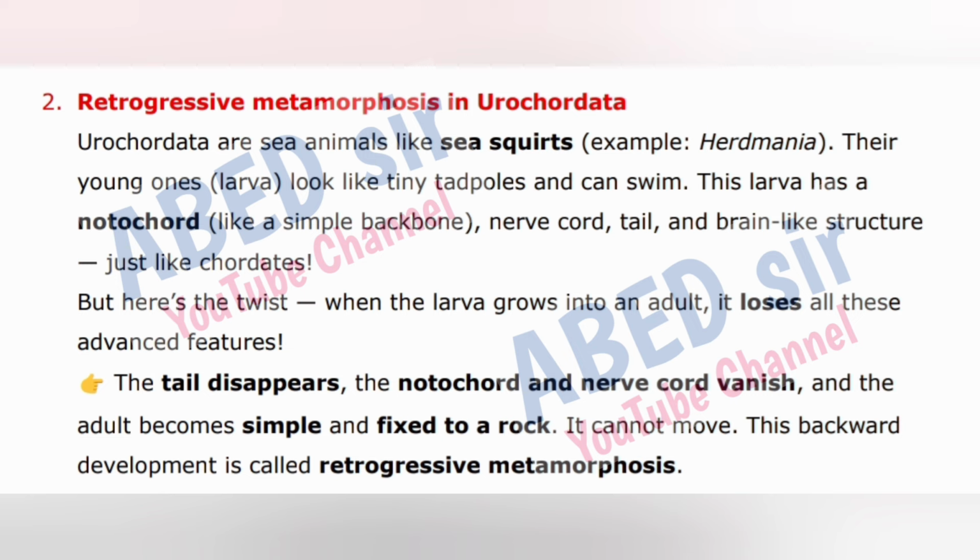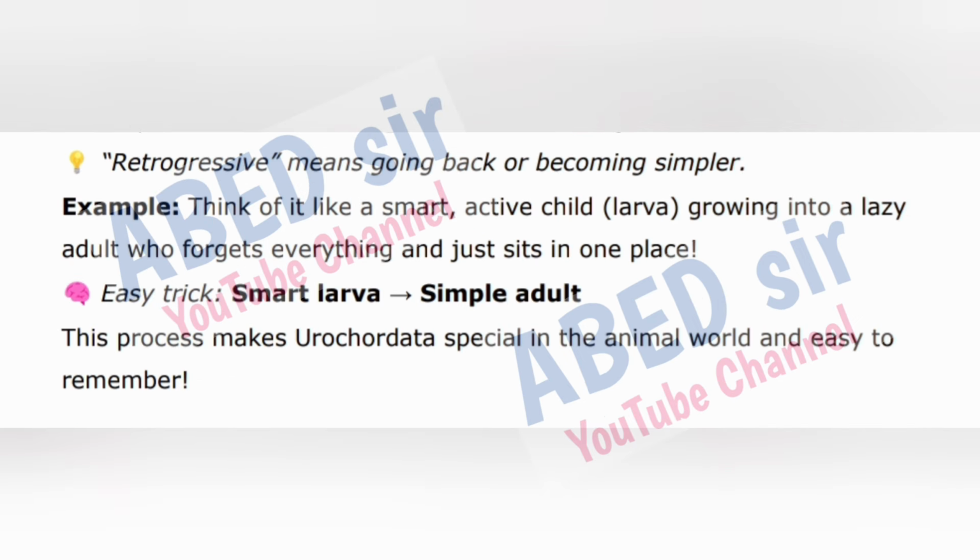But here's the twist: when the larva grows into an adult, it loses all these advanced features. The tail disappears, the notochord and nerve cord vanish, and the adult becomes simple and fixed to a rock. It cannot move. This backward development is called retrogressive metamorphosis. Retrogressive means going back or becoming simpler.